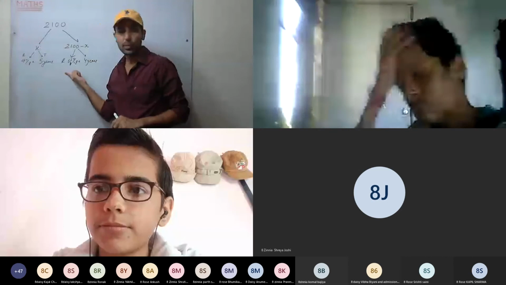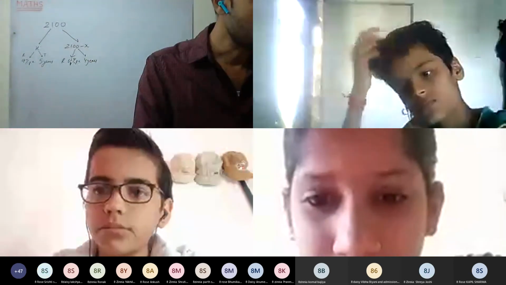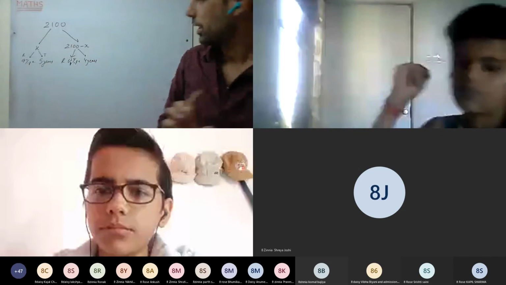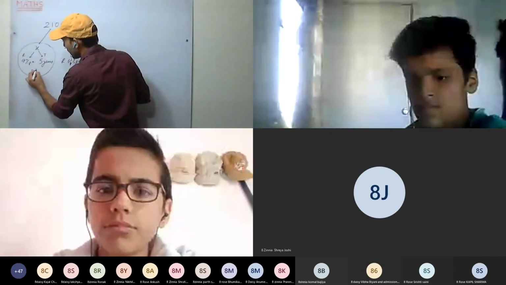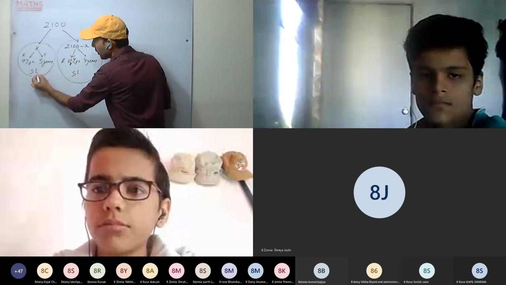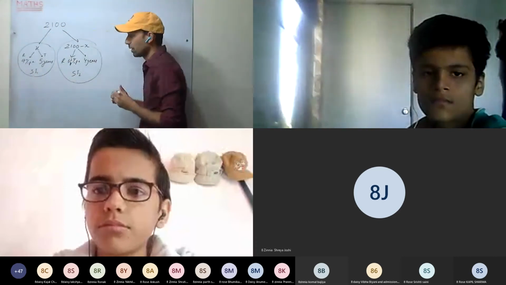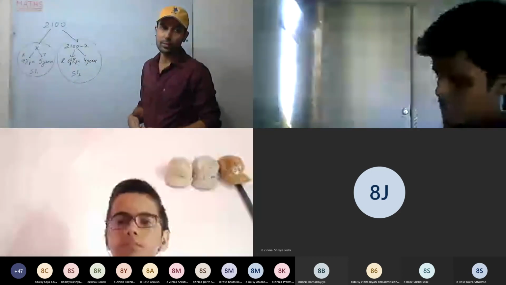Okay, now see, one more piece of information is provided here. If the interest on one part is equal to the interest on the other part, that means whatever simple interest we calculate here is the same as the interest over here. So SI1 equals SI2. So we can equate them. Only x is unknown. We can calculate x.